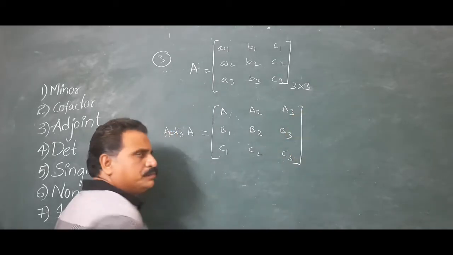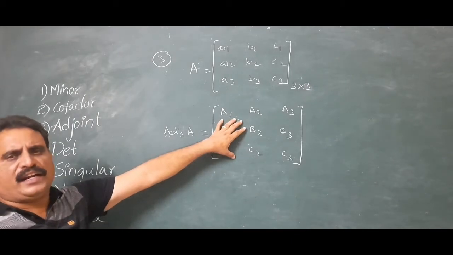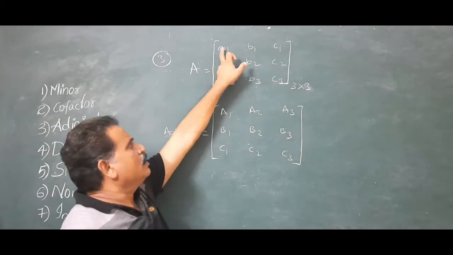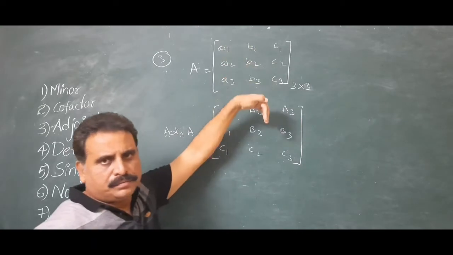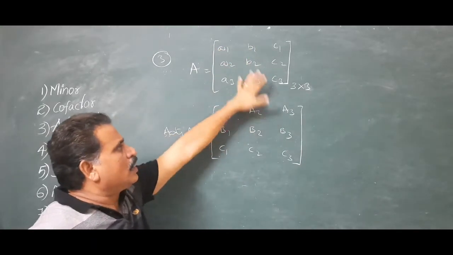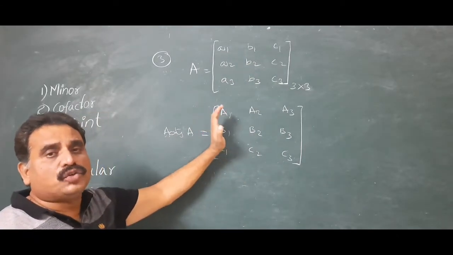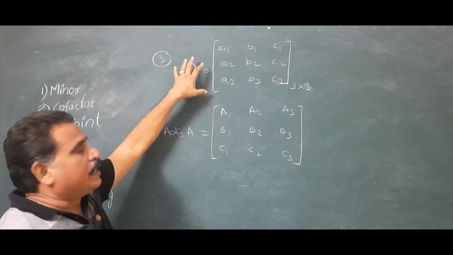That means it is nothing but the transpose of the cofactor matrix. The cofactor matrix is capital A1, B1, C1 and so on. The elements are replaced with their cofactors, and the transpose of that is what we get. This is called the adjoint of the matrix A.